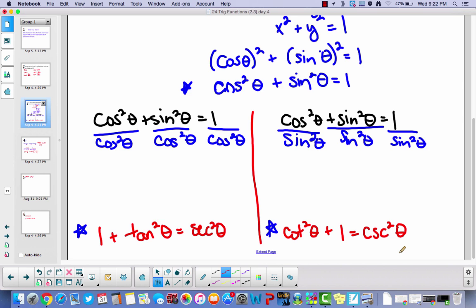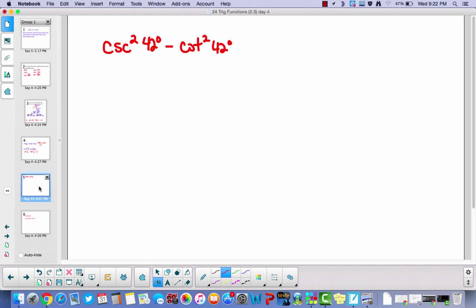Okay, talk with your side partner about that. Is there anything you can do to this trig identity to get it to look like that? Pause it here, talk to your side partner, see what you can come up with.